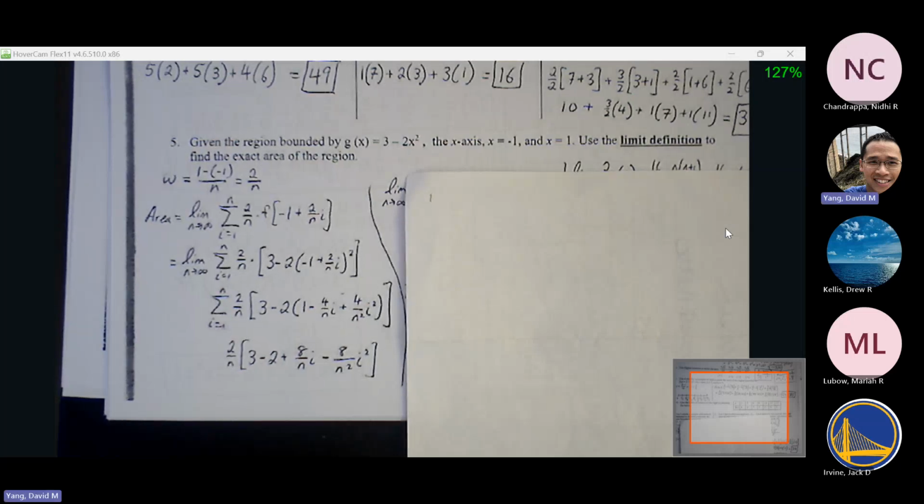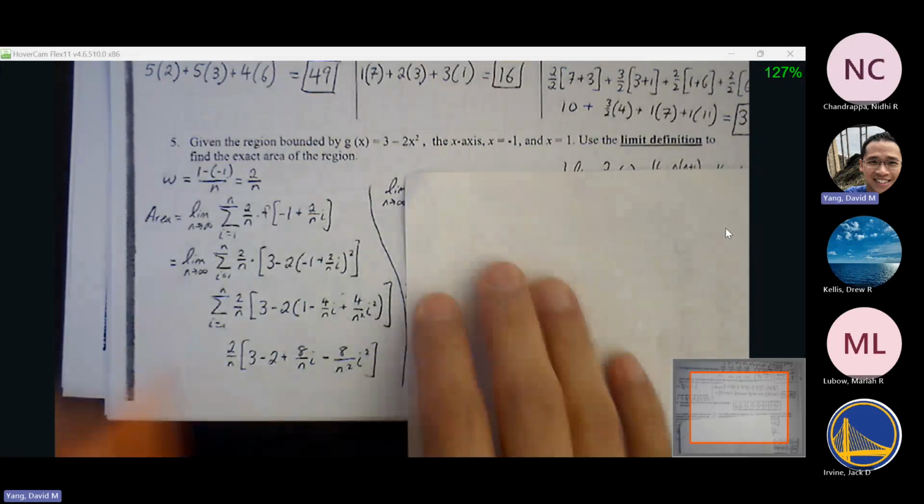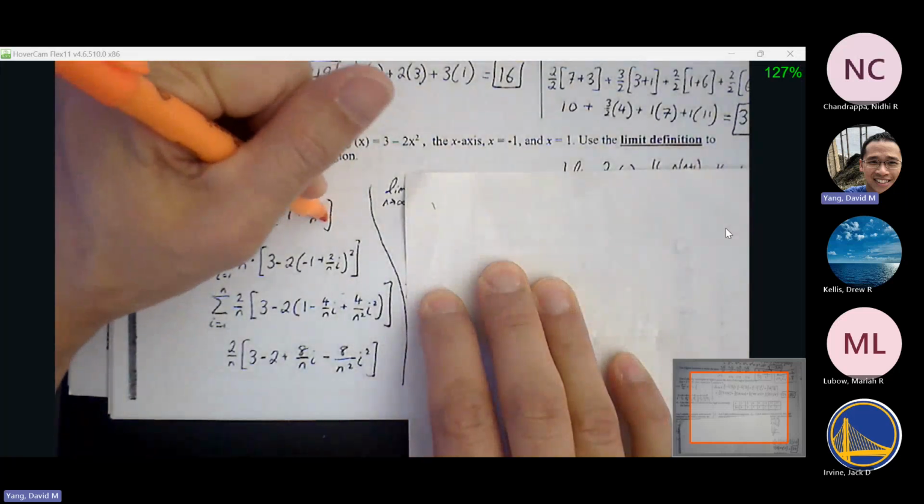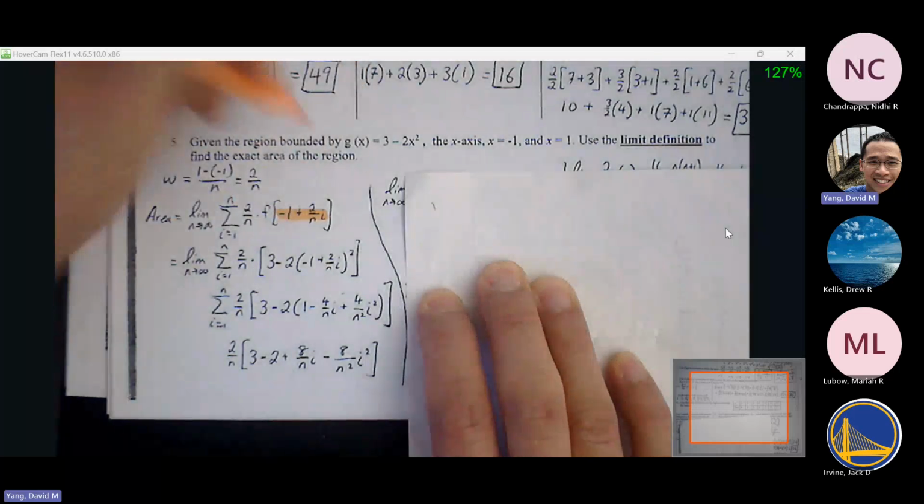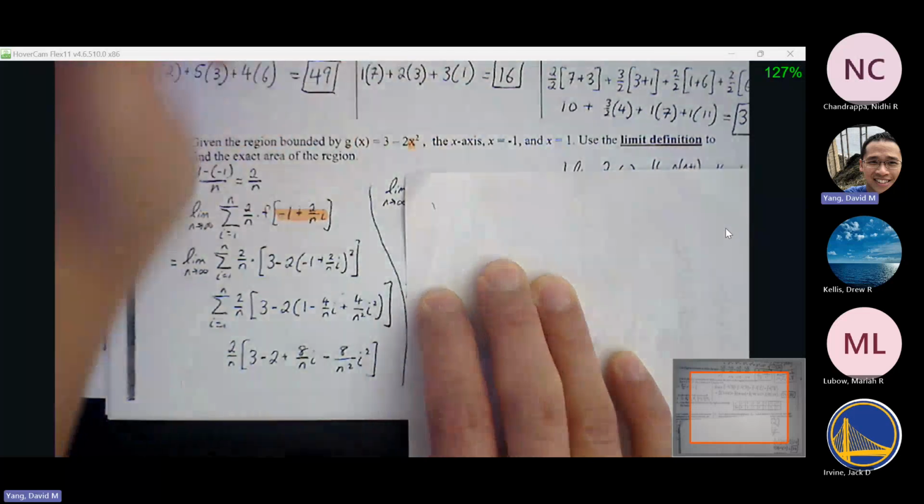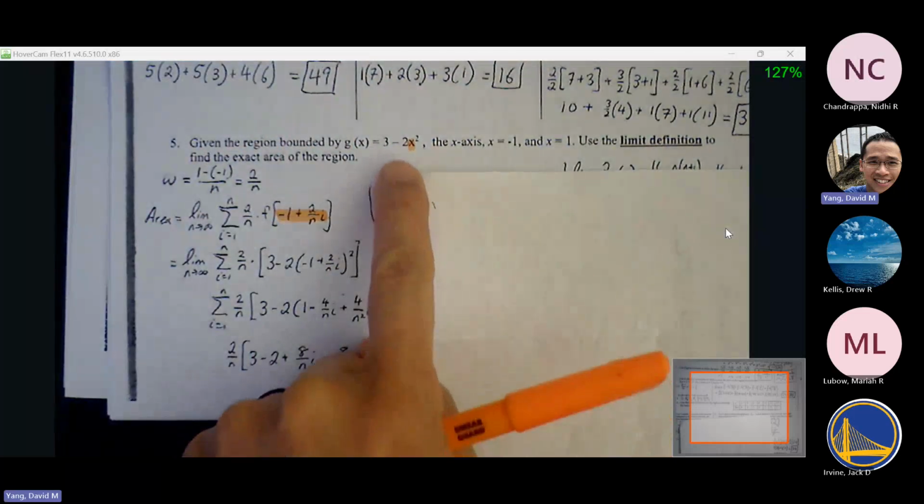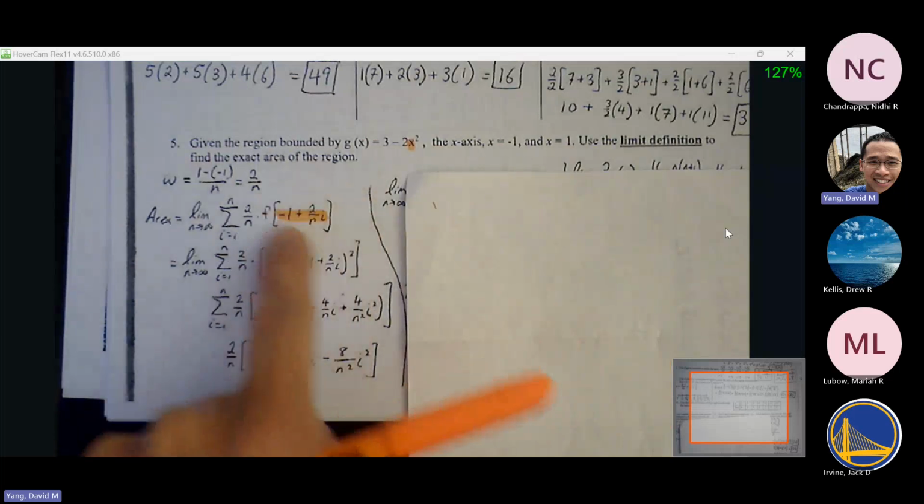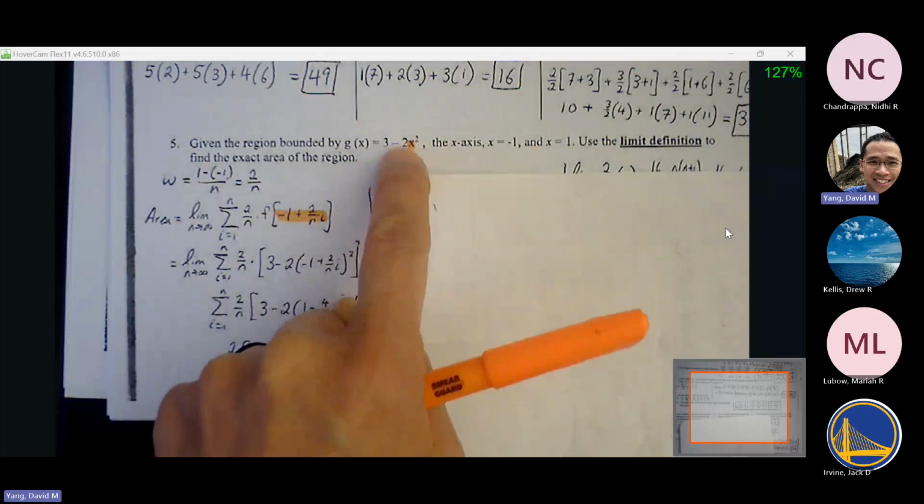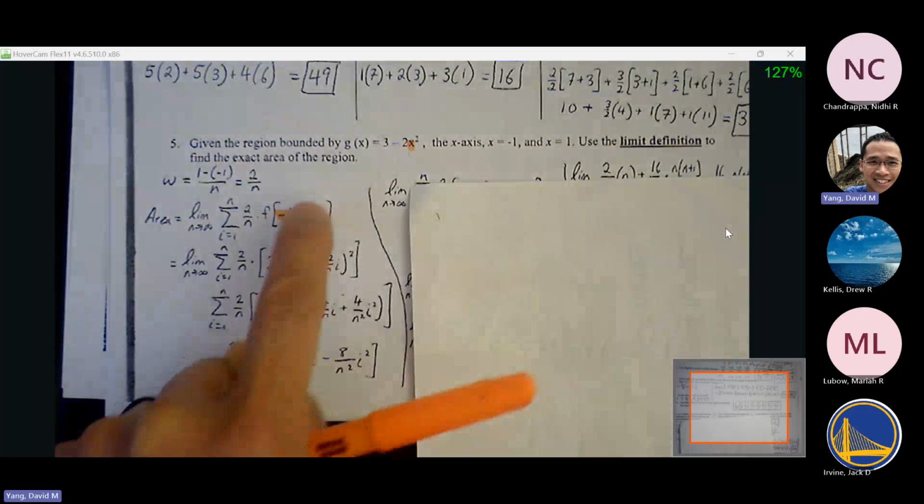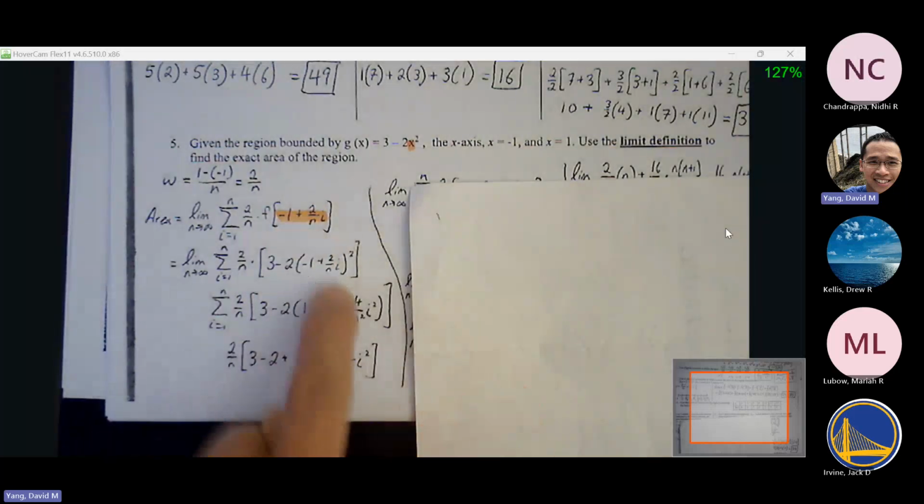Next up, we have to get that function notation into an expression that we can use. So we're going to take this quote unquote x value and put it into the x of the function. So you're going to rewrite this expression and turn it into 3 minus 2x squared, but then the x will get replaced with this whole expression.